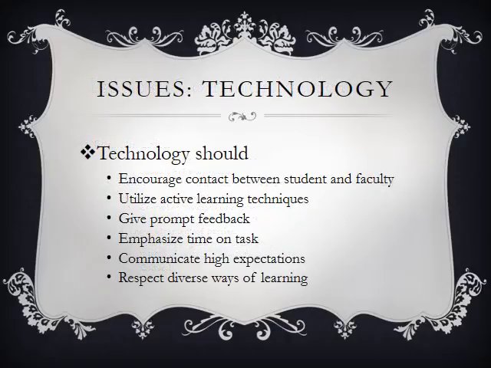Technology issues you should think about: when you're picking a technology, it should encourage contact between the student and faculty. It should utilize active learning techniques. It should give prompt feedback. This is one of the biggest things I think you need to think about as you're planning. You need to be able to give your learner feedback on what they're doing, how they can improve. They rely on feedback to keep moving.